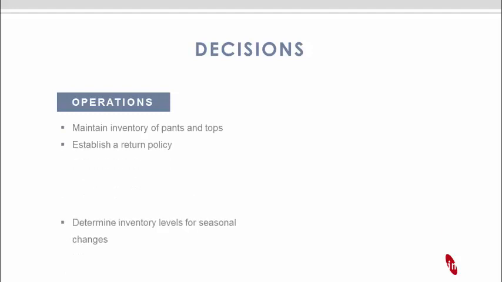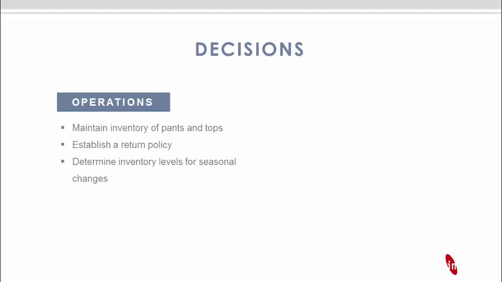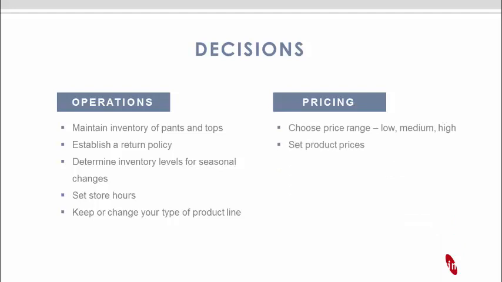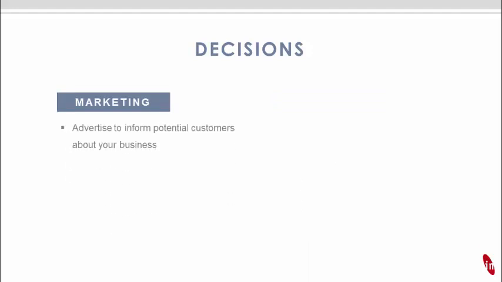Your decisions will involve your operations, things like inventory, return policies, inventory levels for seasons. Again, this is a retail store. Store hours, product line, your pricing for your products, your price range and what strategy you'll be using, setting those prices. Other decisions with marketing, how will you advertise?